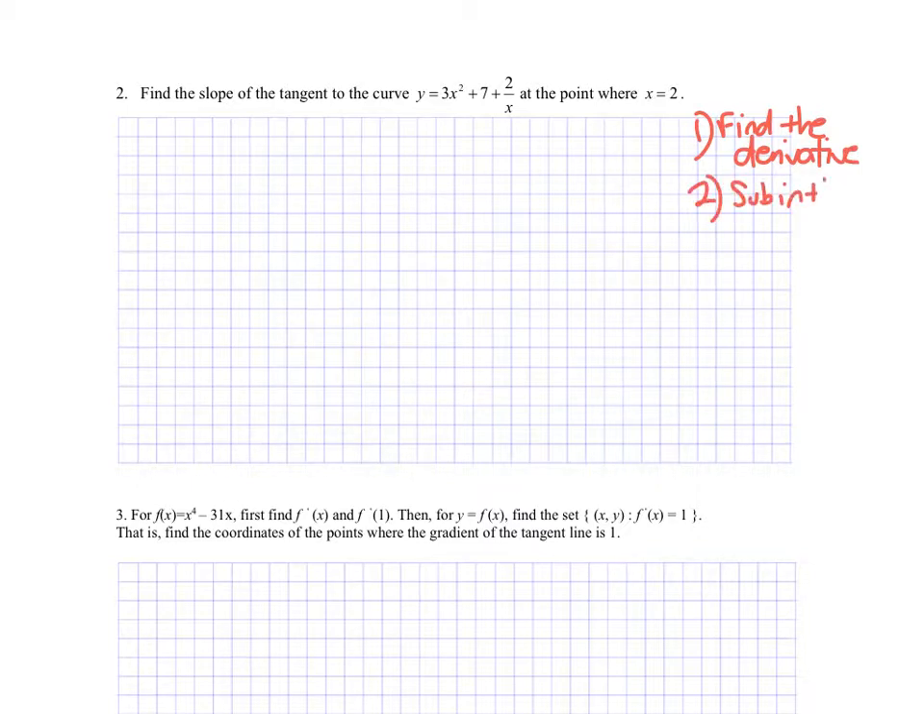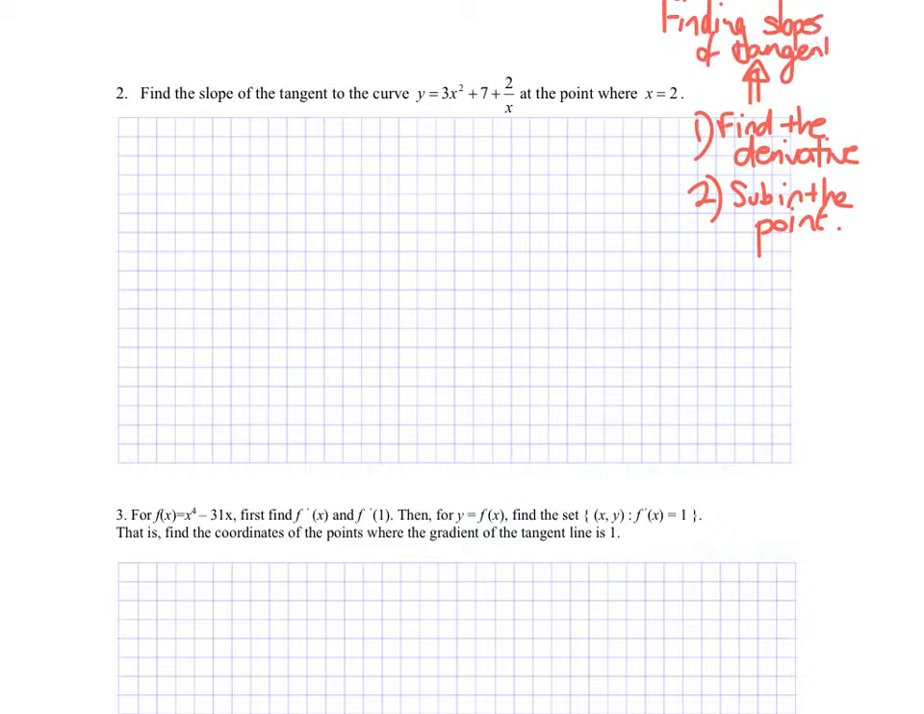And that will give you the slope of the tangent. Remember, when we found the derivative at a specific point, that gave us the slope of the tangent at the point. It didn't give you the equation of the tangent, it gave you the slope of the tangent. So finding slopes of tangents, you just follow those steps.